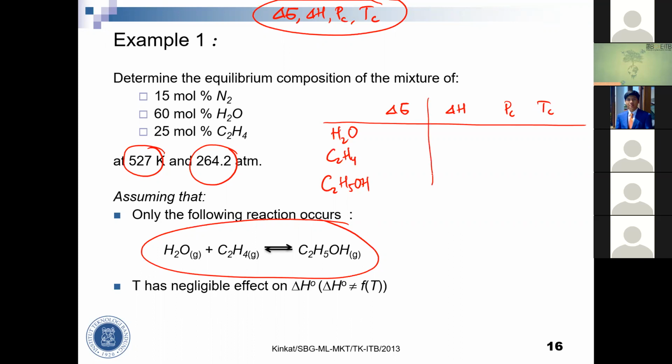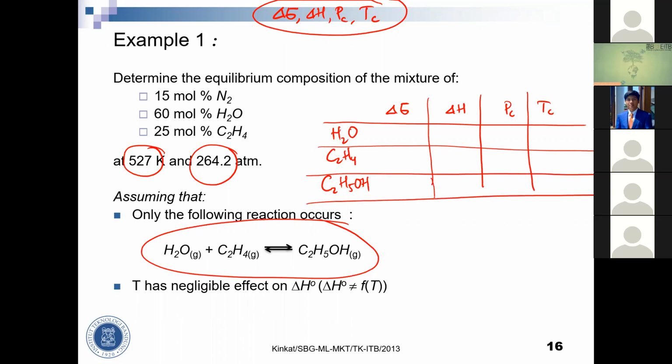Please help me find this data from the internet. Silakan dicari datanya.